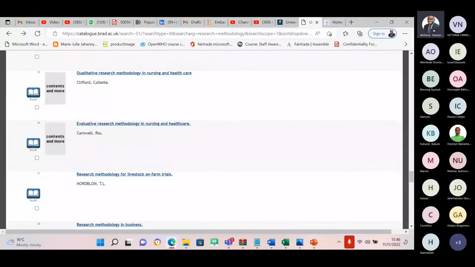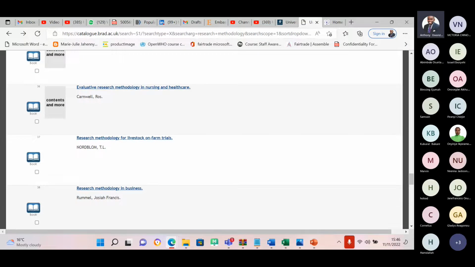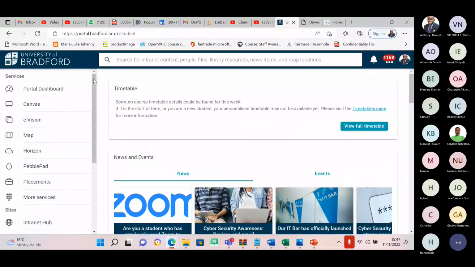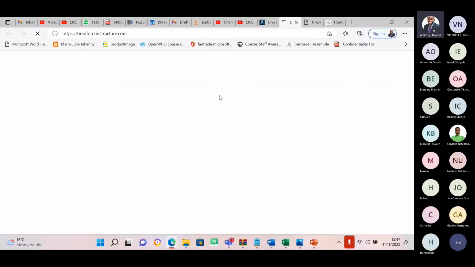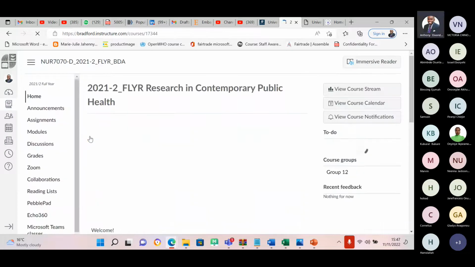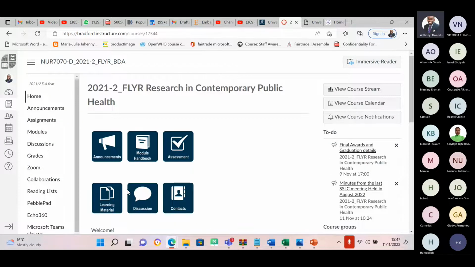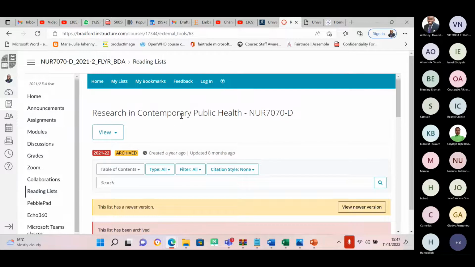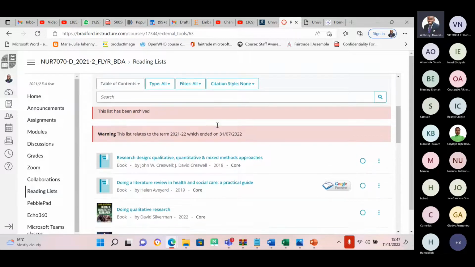Okay, so now let's go to your reading list. All these things are in your reading list. So let's try your reading list before I even come here. Go to your Canvas. All the textbooks that you need to pass this course are there. Go to your research methodology, go to reading list. Check your reading list here. My own is still here. Okay, so it has a new one now.